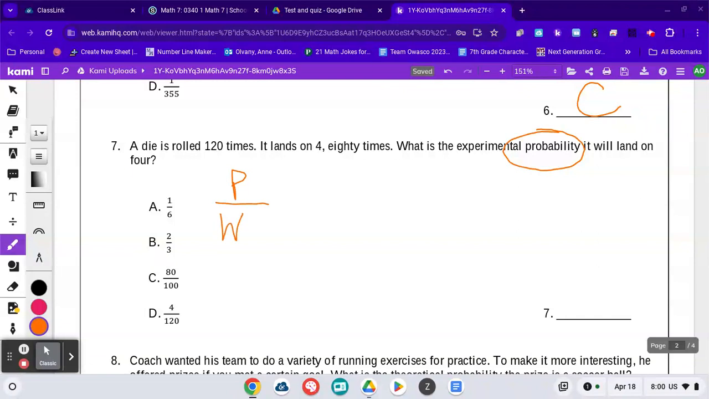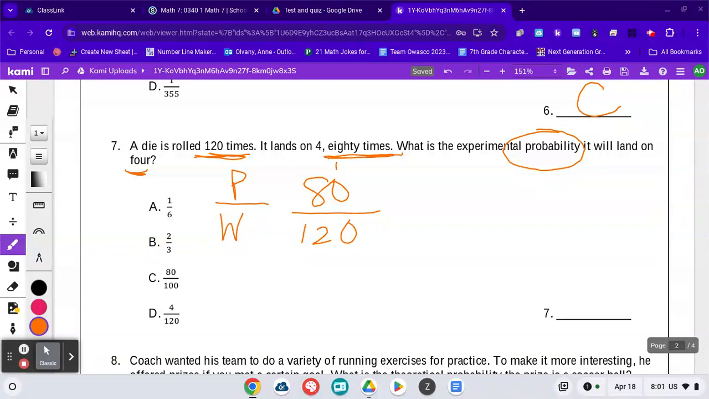Probability it will land on a 4. Well, how many times did they say it landed on 4? 80. Over how many total times did they roll it? 120. You can type that in as a fraction and hit enter.